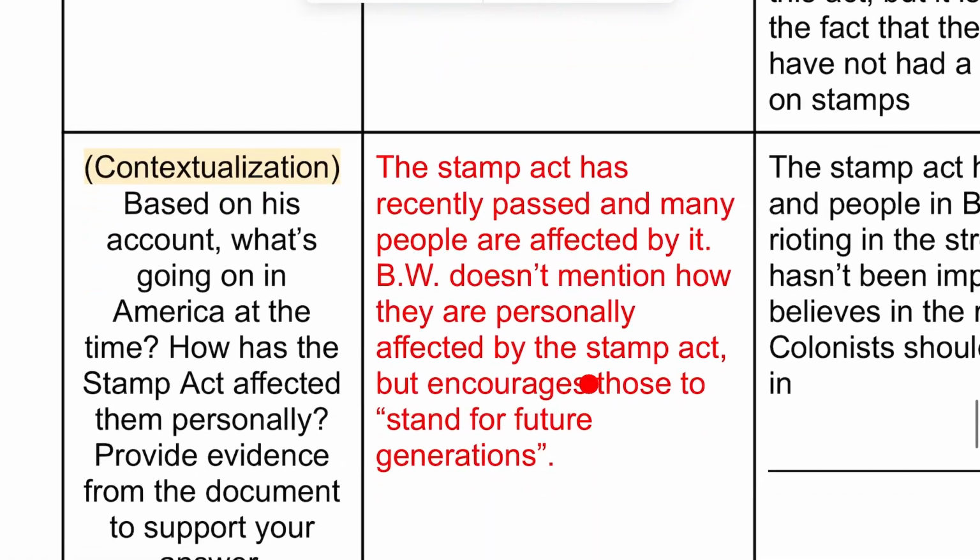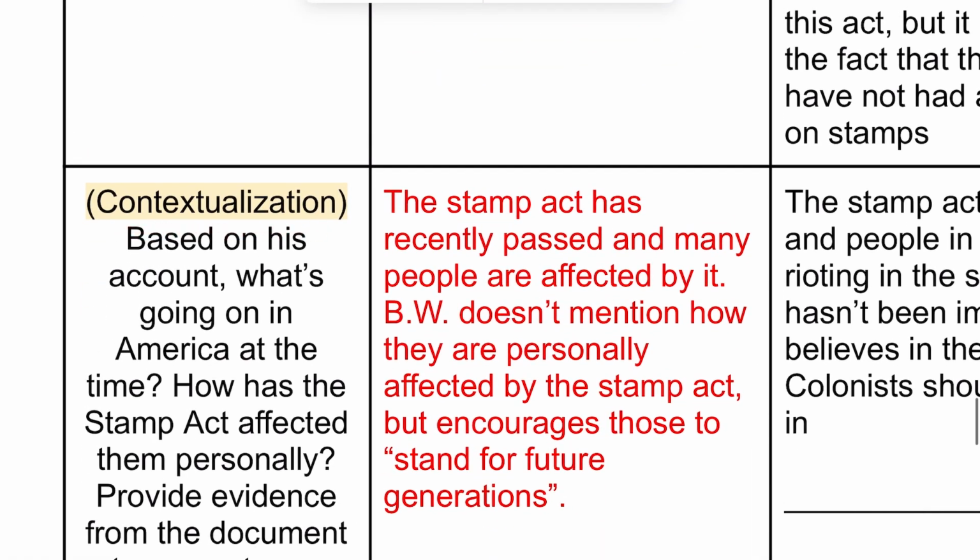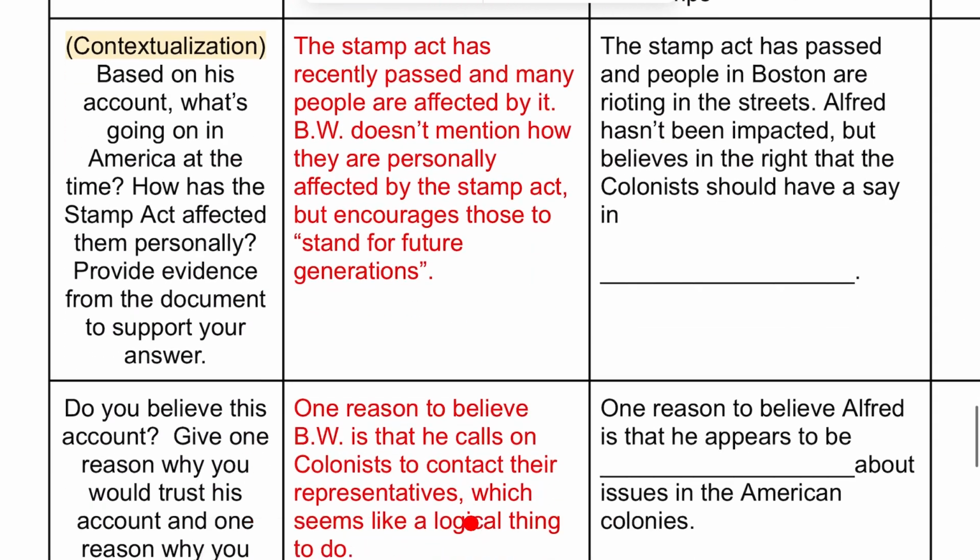All right, the next thing I want you to think about, contextualization. We're talking about what's going on. So based on his or her account, what's going on in America at this time? How has the Stamp Act affected them personally? Provide evidence from the document to support your answer. So just in general, keep it broad here. The Stamp Act has recently passed and many people are affected by it. The tax hasn't started, but the Stamp Act's getting ready to. BW doesn't mention how they are personally affected by the Stamp Act, but encourages those to stand for future generations, to take a stand. It doesn't say necessarily what that is other than contact your representative, but it kind of leaves it up for us to decide.